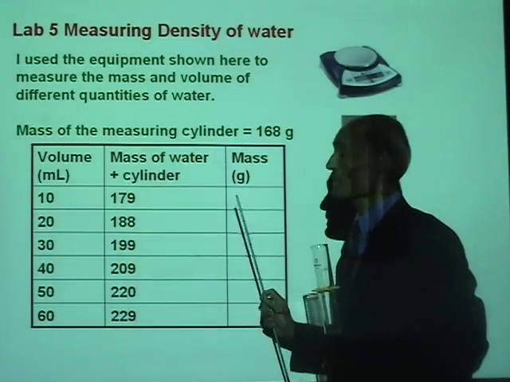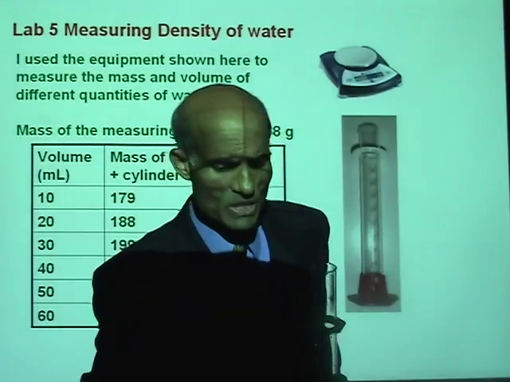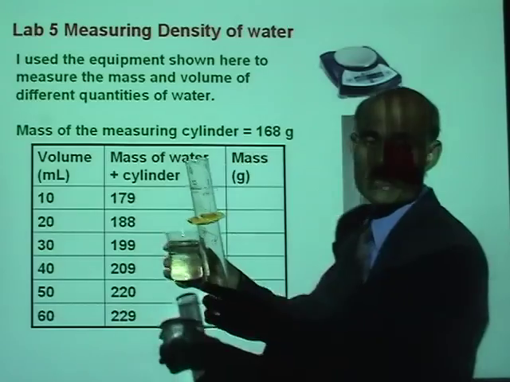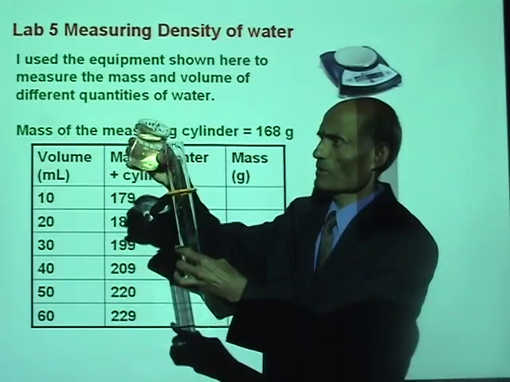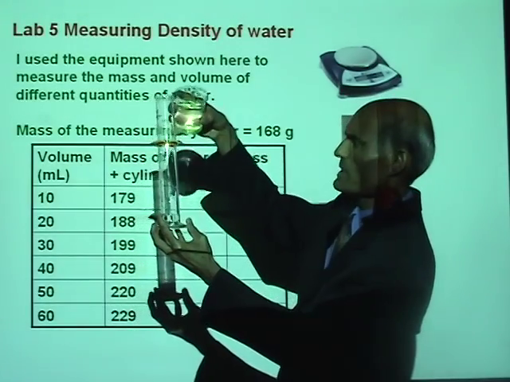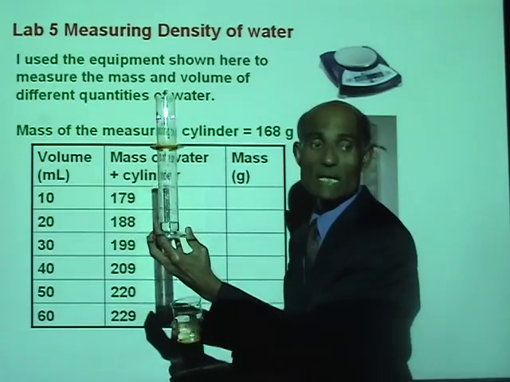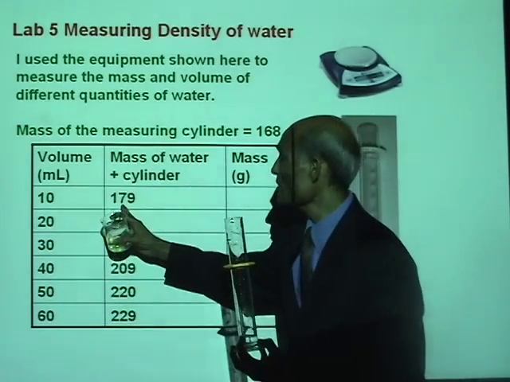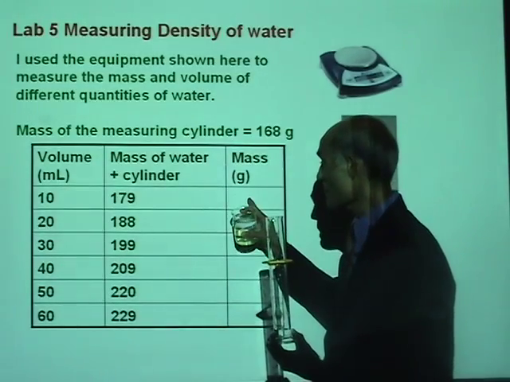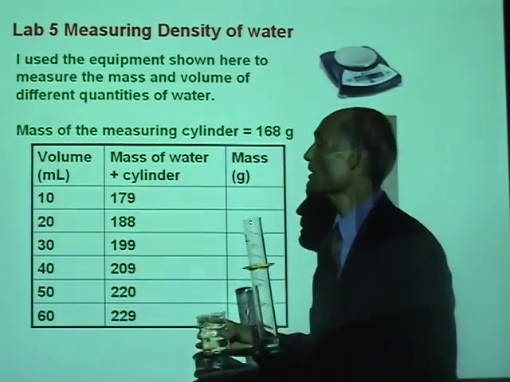Write it there. Then I put 20 milliliter. You see, all I did is, I first put 10 milliliter like this until it came to 10 milliliters. It's easy for me to do that. There you got, I got 10 milliliter and I measured the mass, I got 179. And now I want you to fill in that value. What is the mass of 10 milliliter of water?